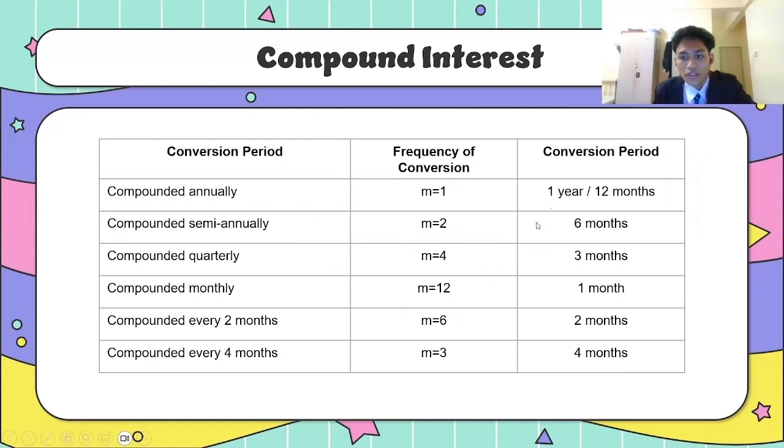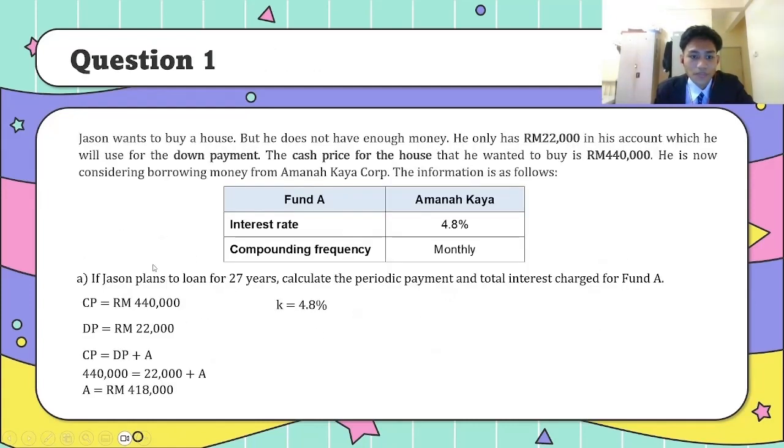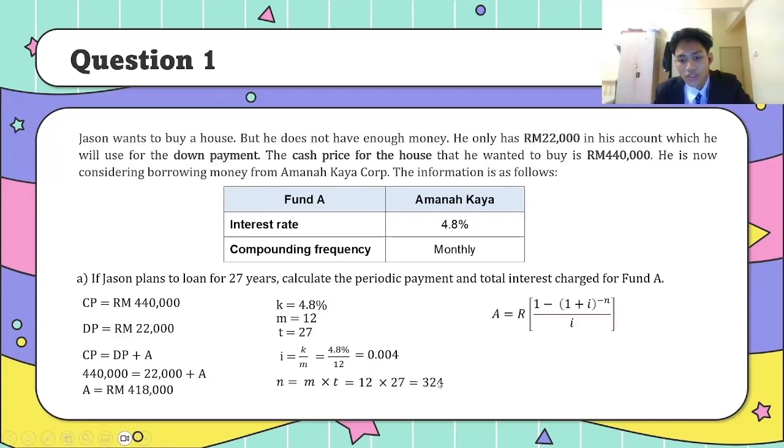First of all, you need to memorize this, like I said earlier. We use this monthly, that is M equals 12. You need to list out the interest rate, that is 4.8%, M is 12, and T is 27 years. To find I, you use K divided by M, that is 4.8% divided by 12, which is 0.004. To find N, we use M multiplied by T, that is 12 multiplied by 27, which is 324.